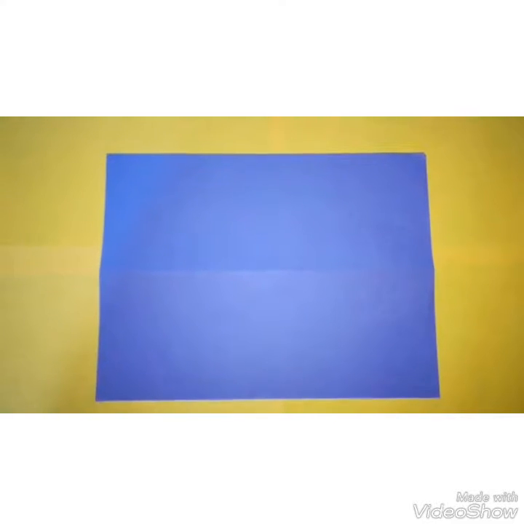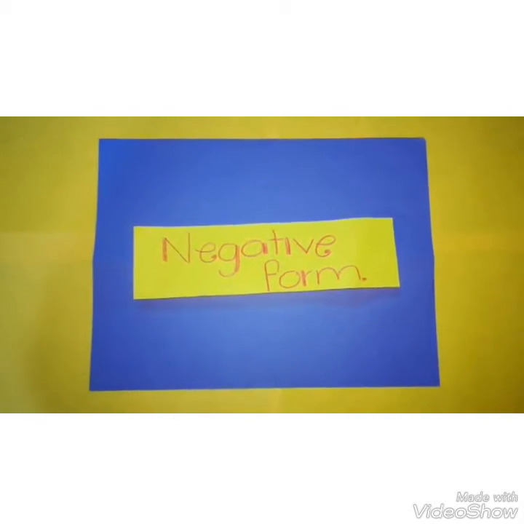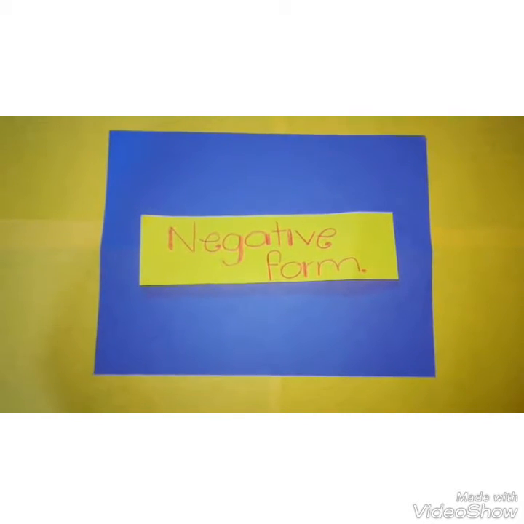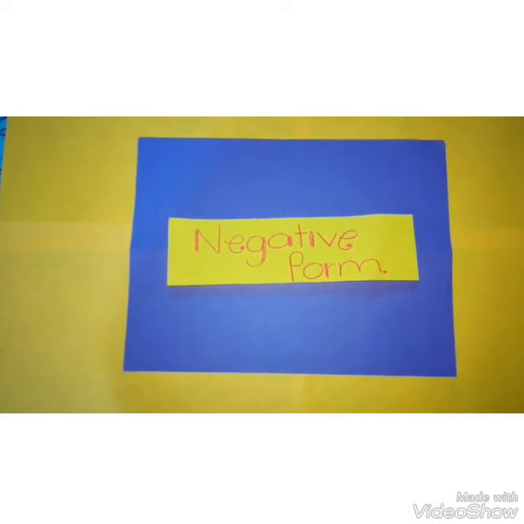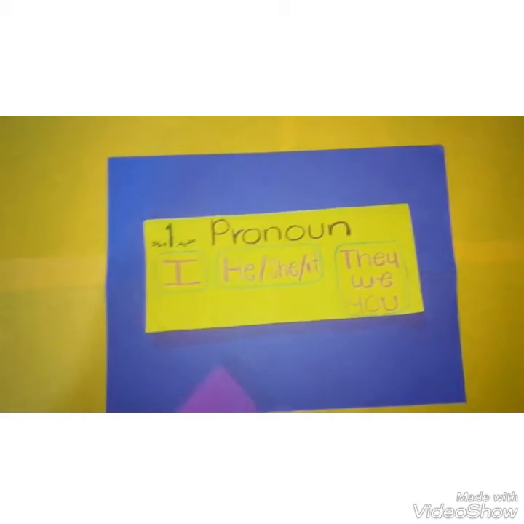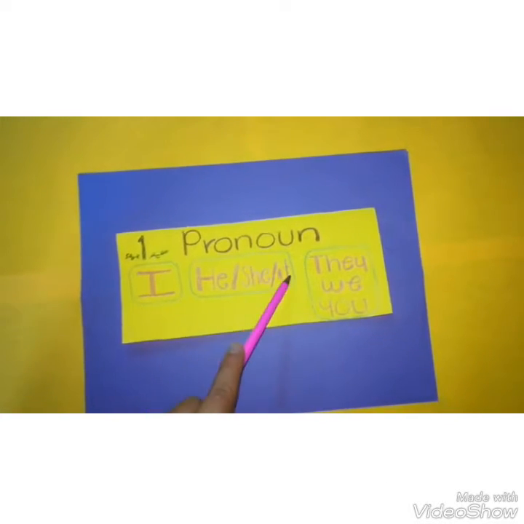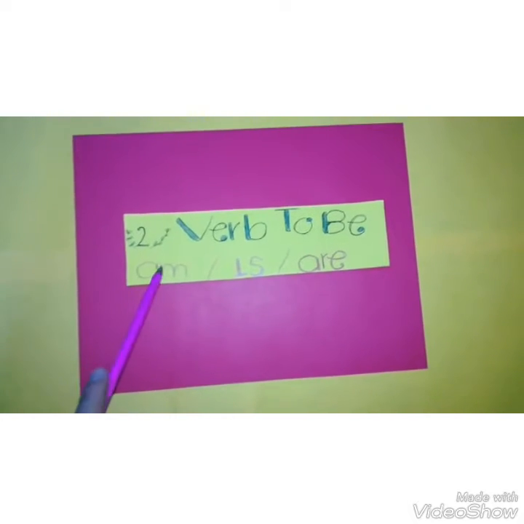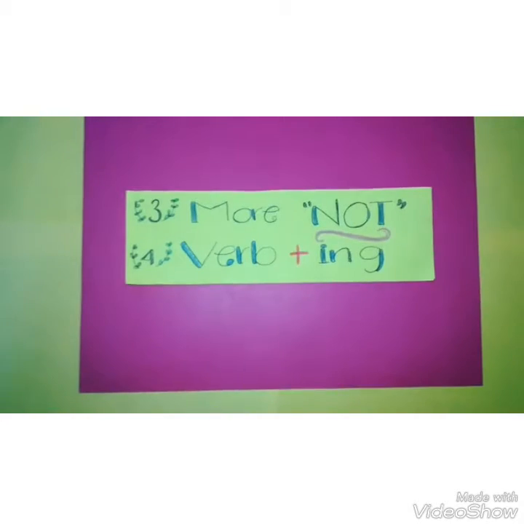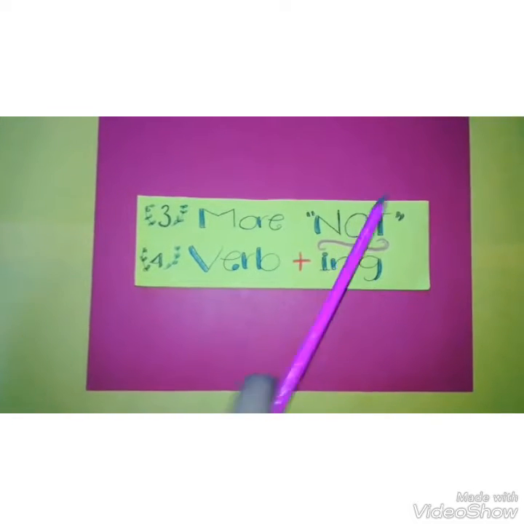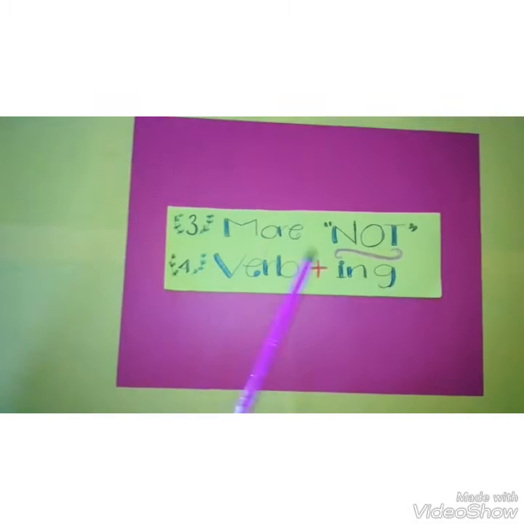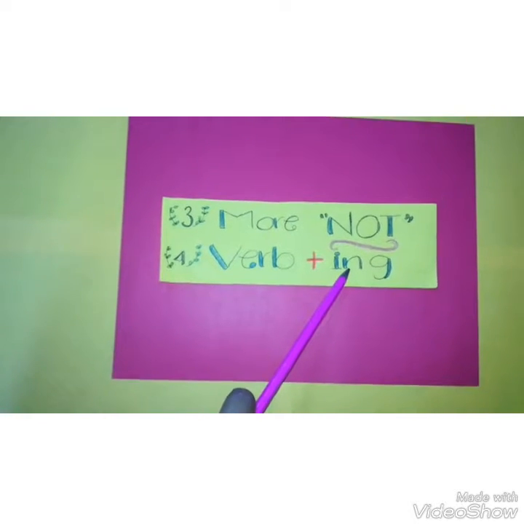Now we go with the negative form. In the same way, we start by putting the pronoun, which are the same in all cases: I, he, she, it, they, we, and you. Then we add the verb to be: am, is, and are. Then we add not. And finally, we add the verb in gerund, that is ing.